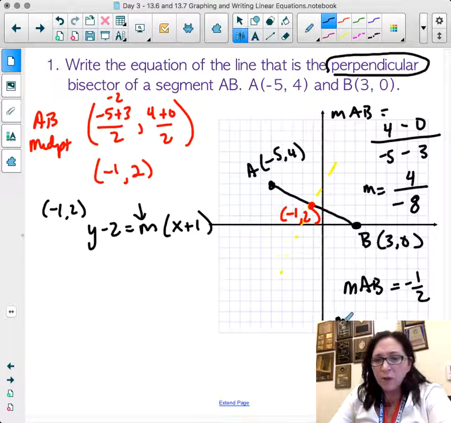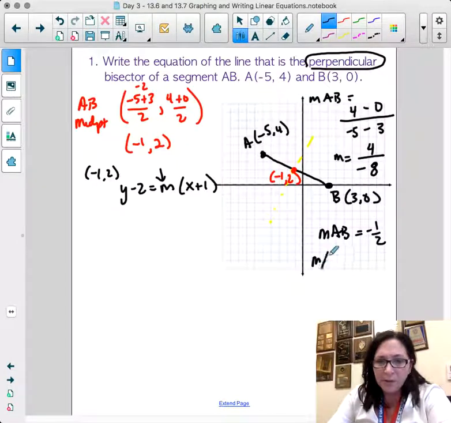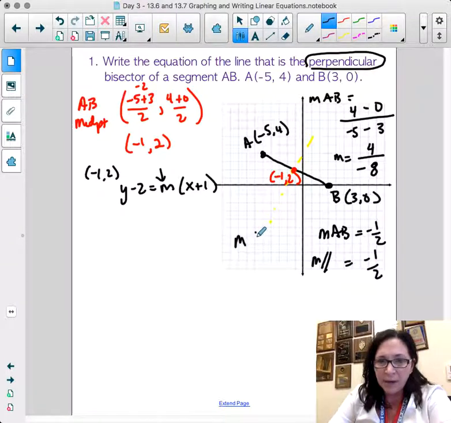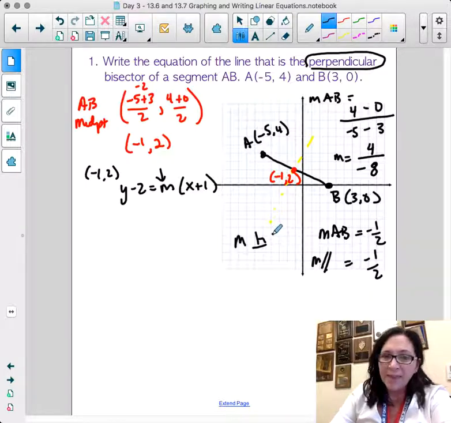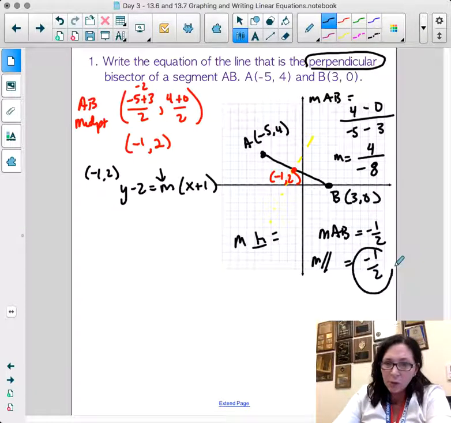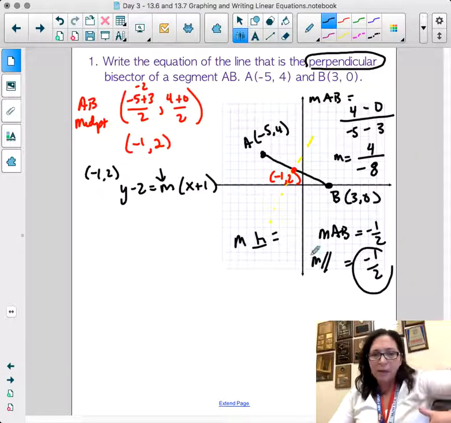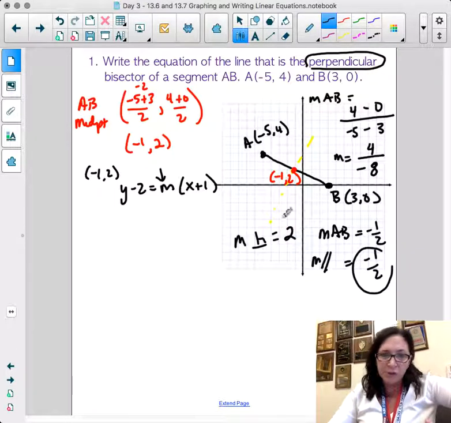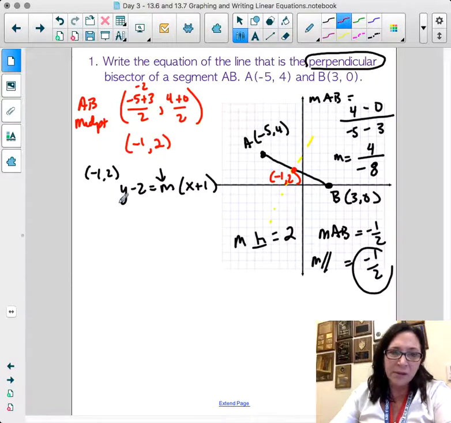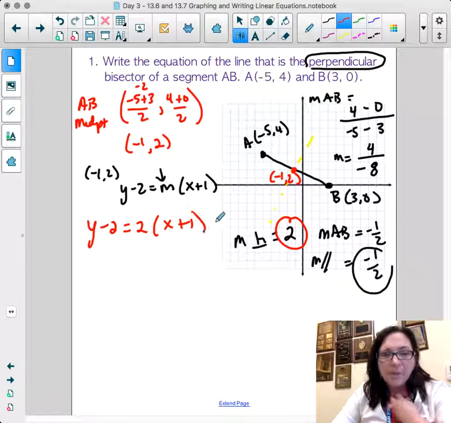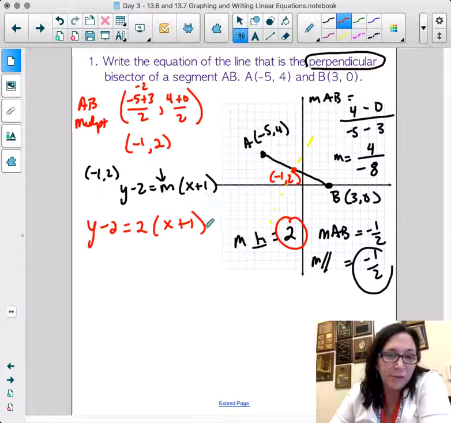Now, if I was looking for the slope of the line that's parallel, that would also be -1/2. But I'm looking for the slope of the line that's perpendicular, and that is the opposite reciprocal. So if it's negative, it's positive. If it's 1/2, it's flipped over. So now my slope is 2, and that's what's going to go right there. So we say y minus 2 equals 2 times x plus 1, and that's point-slope form.